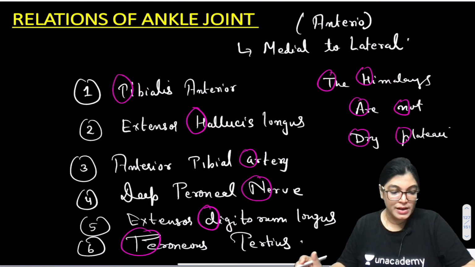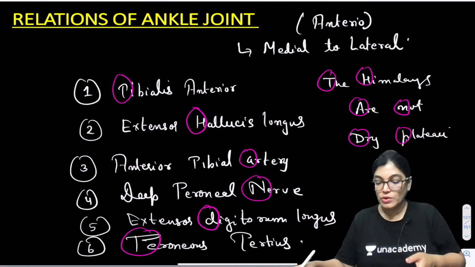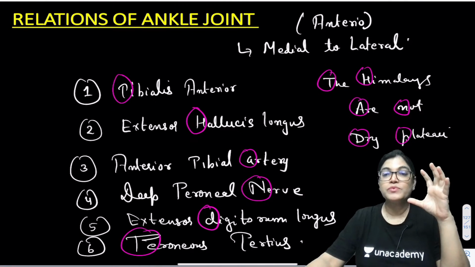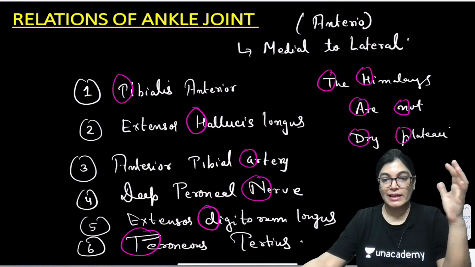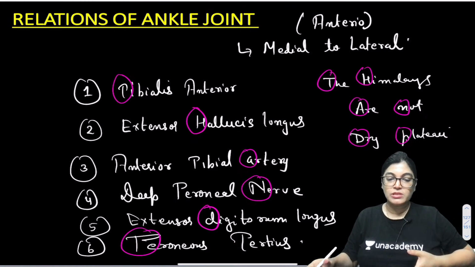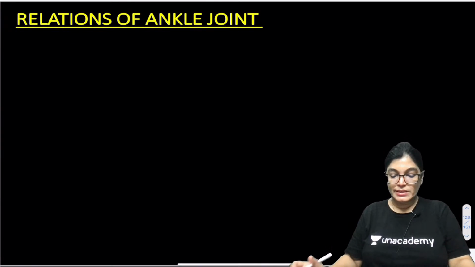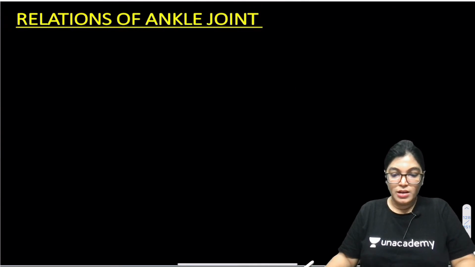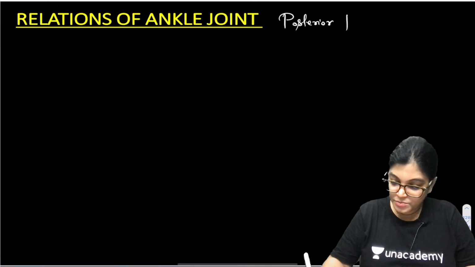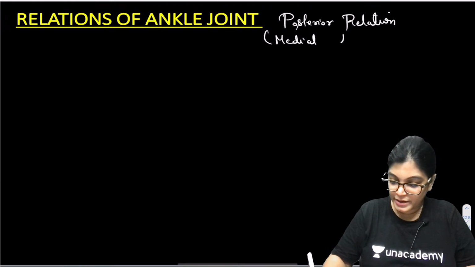Is it okay? Let us move on to the relations of the ankle joint on the posterior aspect. Firstly I will enumerate the relations and then I will quickly make a diagram showing the transverse section of the ankle joint and the relations on the anterior, posterior and lateral aspects. So all of you do write the posterior relations of the ankle joint, from medial to lateral.